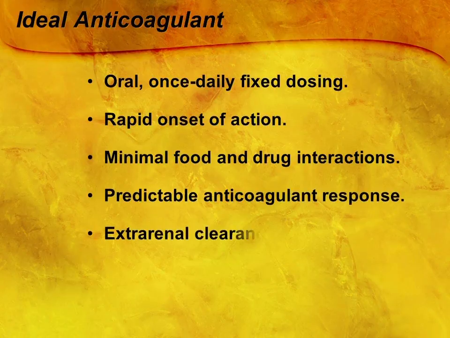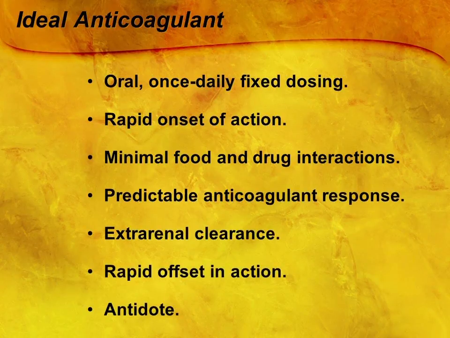If we were to design the ideal anticoagulant, it would have rapid onset as well as rapid offset so that we truly could organize the administration of these medications around the time we perform dental surgery. Since oral dosing is always preferred in our patients, oral once daily fixed dosing, in other words, the same dose in all patients, would be ideal. If there were minimal food and drug interactions and a predictable anticoagulant response, all of these would again be characteristics of the ideal anticoagulant. And lastly, if everything went wrong, if there was a specific antidote, that would be ideal.